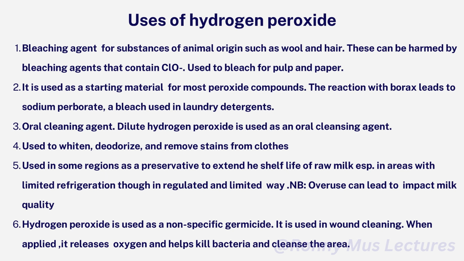Hydrogen peroxide is also used to bleach pulp and paper. It is also used as a starting material for most peroxide compounds. For example, it can be reacted with borax. What you get is sodium perborate, and that one is a bleach that is used in laundry detergents.